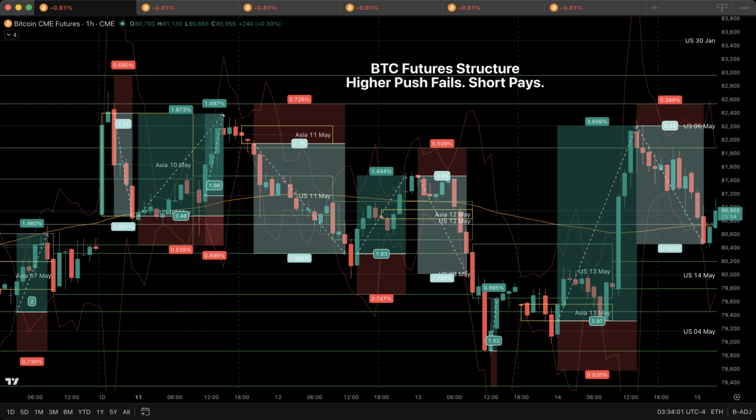Again, the split does not create the edge. The failed reclaim creates the edge. The split only manages the paid trade.